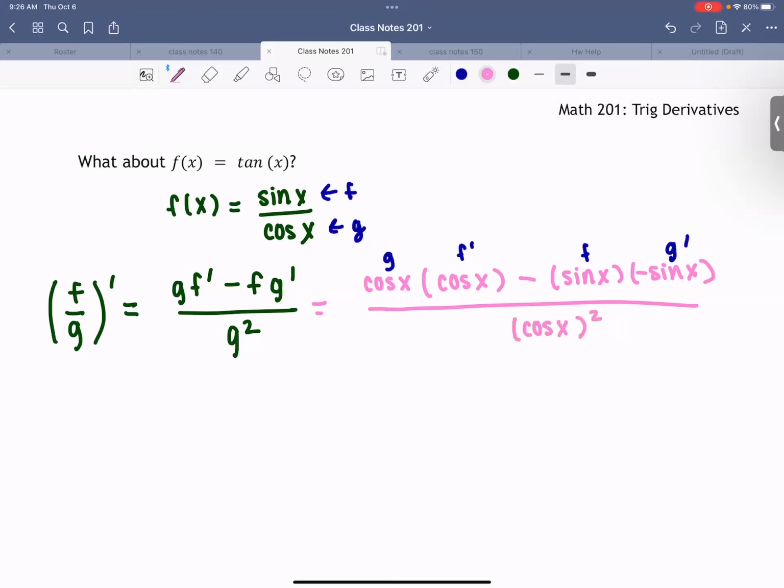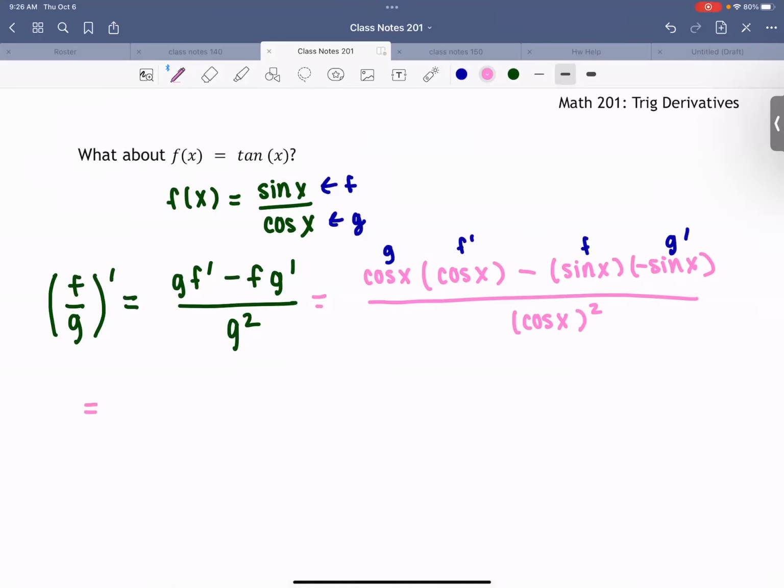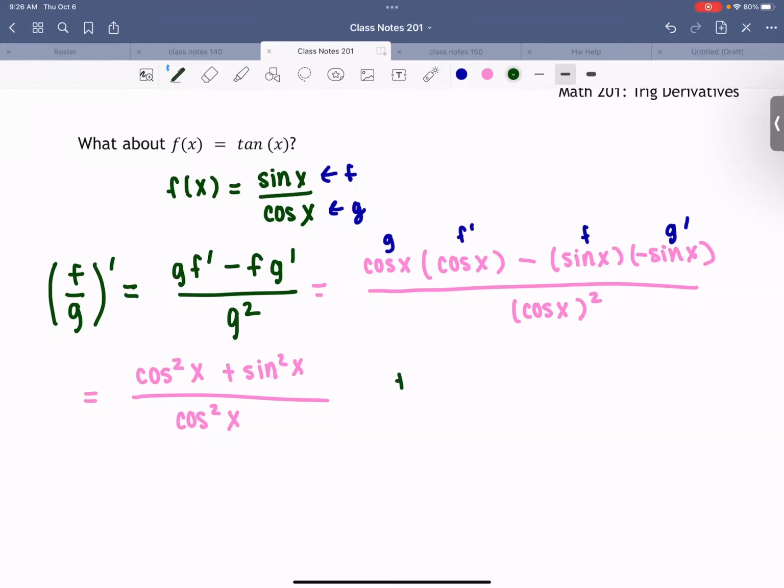Okay, I think we can clean this up. Cosine x times cosine x is cosine squared x. The 2 on top just means that we're squaring, okay? We're subtracting off, and subtracting a negative makes a positive. So this is sine squared of x over cosine squared of x. Okay. I think I heard Liam say that the derivative of tangent is secant squared. That doesn't look like secant squared. Anyone know how to make it look like it? Cosine squared of x plus sine squared of x equals 1. Perfect, right? Remember this trig identity, okay?